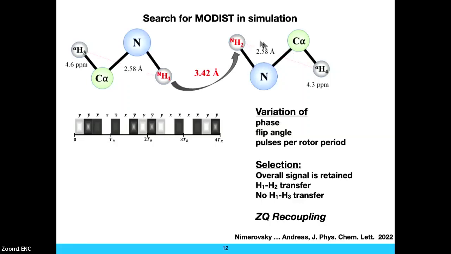We had 4 protons, 2 of which are amide protons whose frequency was stepped across the amide band with a slightly longer distance than a nearby proton, which basically models an alpha proton. And then we varied the number of pulses per rotor period and their phase and looked for sequences that retained the total signal, which in a way is a filter against double quantum sequences, and provided efficient amide-amide transfer while essentially resulting in no transfer to the alpha proton. And this is how we ended up with a zero quantum first order recoupling sequence.